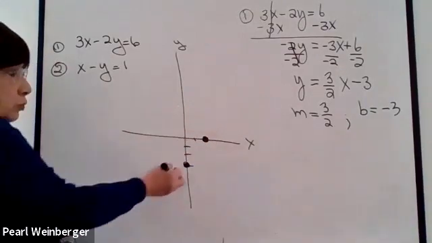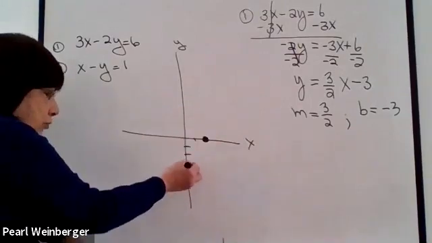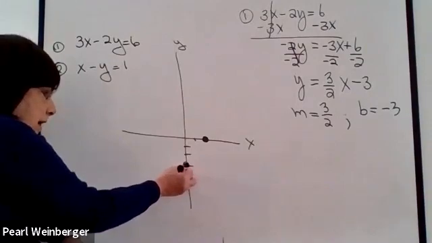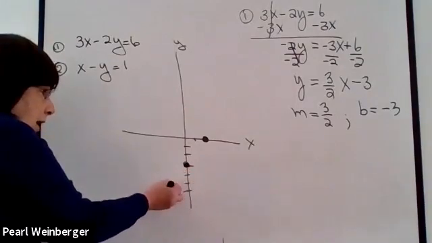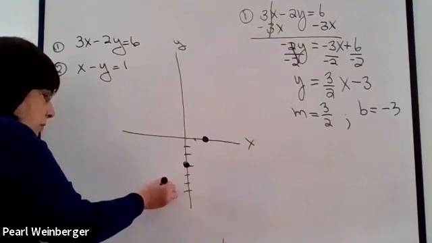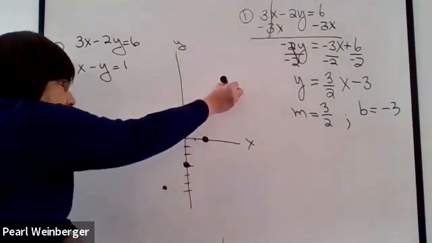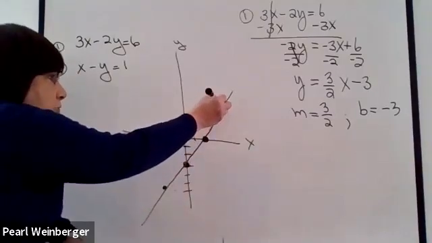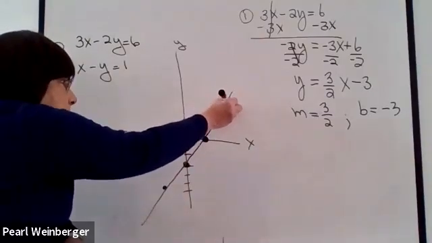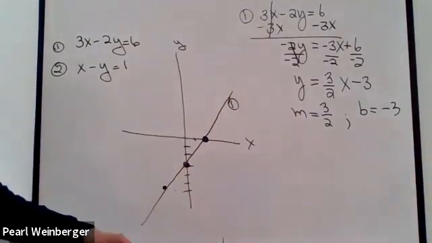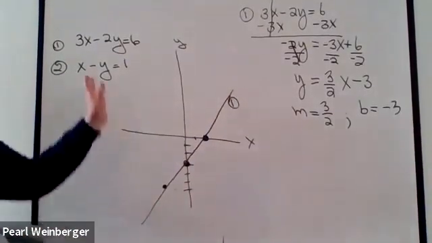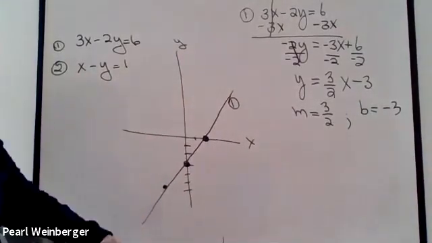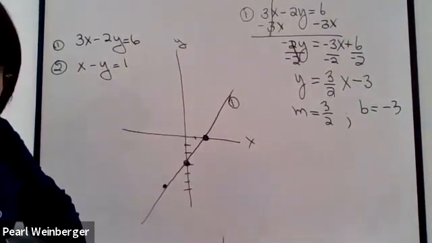Or if I had wanted to, I could have gone down 3. I could have done negative 3 over negative 2, which would mean go down 3 and 2 to the left. And you draw your line. Now you have to do this pretty carefully, because it's not just a sketch. You really should be doing this on a piece of graph paper. Okay, we have now drawn line 1.